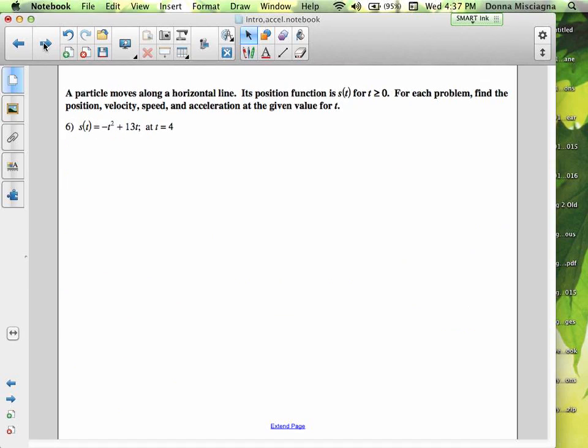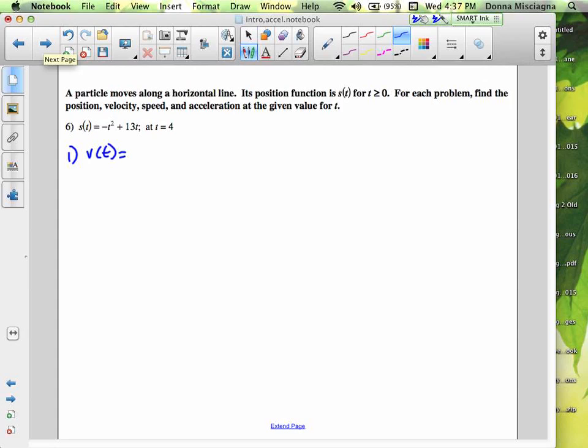All right, so here a particle moves along a horizontal line, same thing we've seen. We want to find the position, velocity, and speed and acceleration for a given value of t. So we're looking at all of those things at t equals 4 seconds. All right, so first we're going to find v of t.